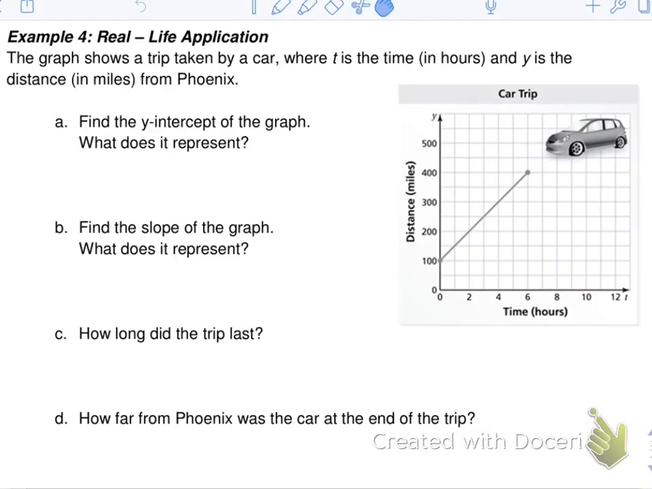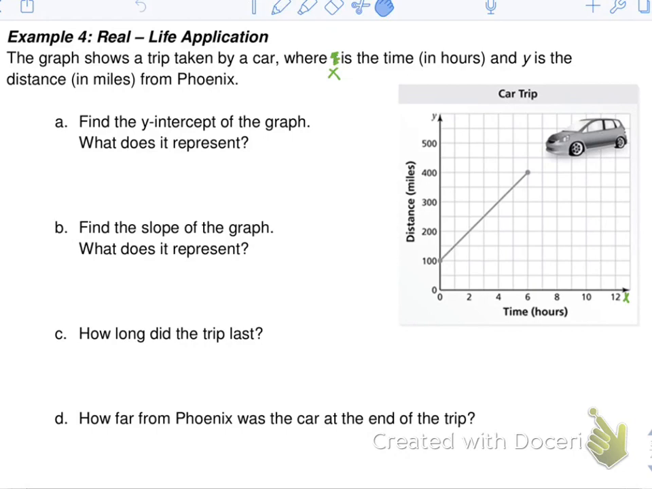Example 4, real life application. The graph shows a trip taken by a car where t is the time in hours and y is the distance in miles. You know what? I know t is mainly for time, but let's change that to x, and then on the graph, make sure it's the x-axis, okay? Just because we're used to x and y.